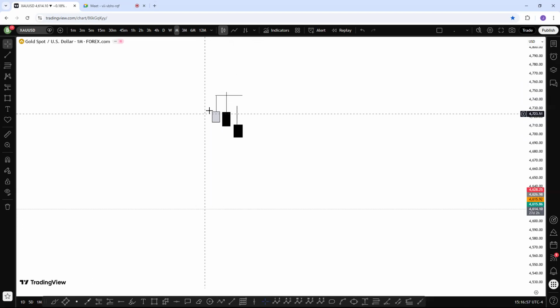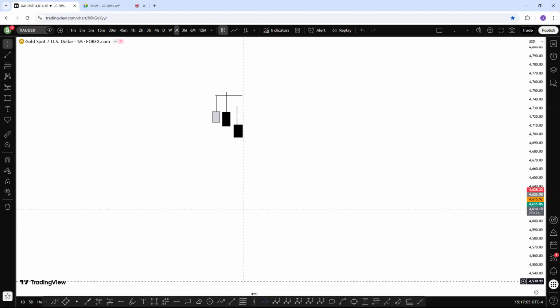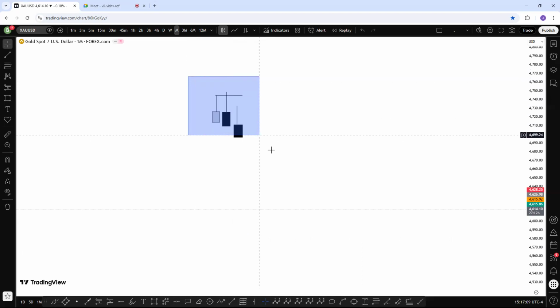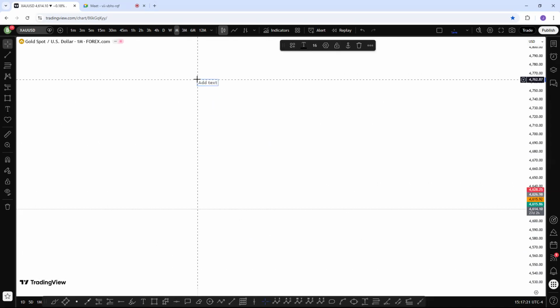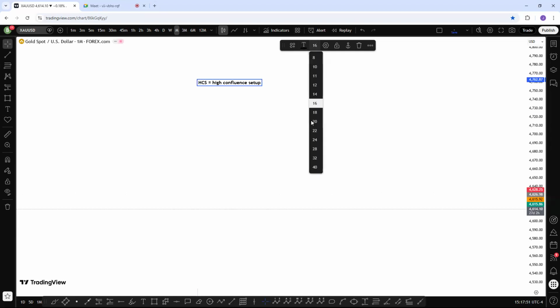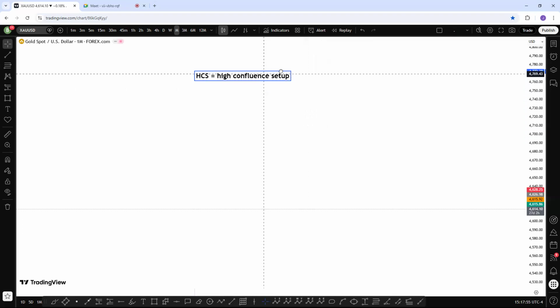So today we are going to talk about HCS, high confluence setup, and how it looks, because I've seen some people don't understand exactly what we mean by HCS. HCS stands for high confluence setup.